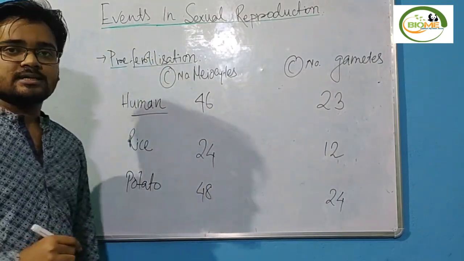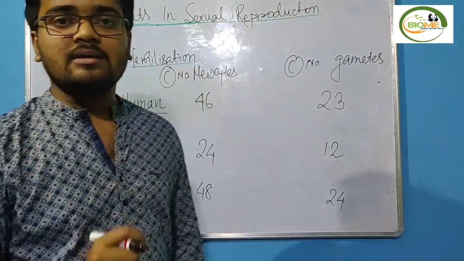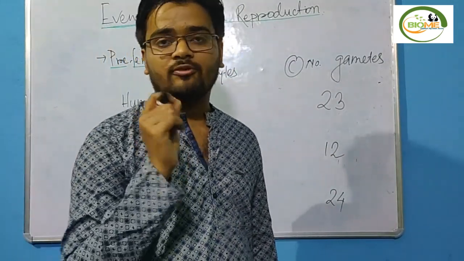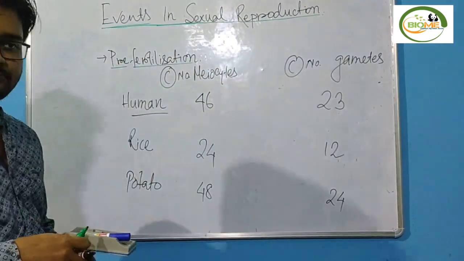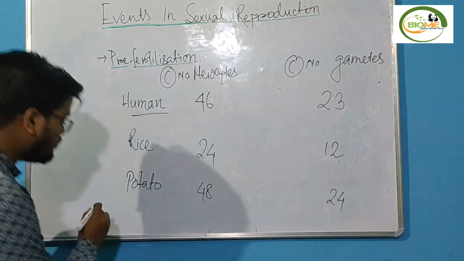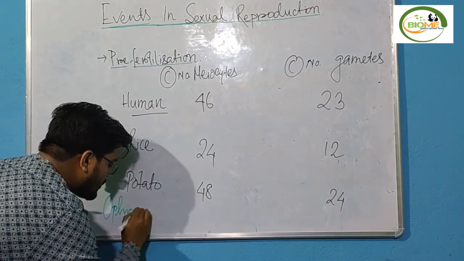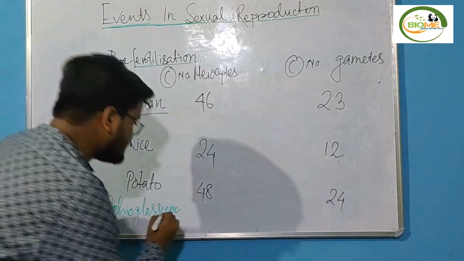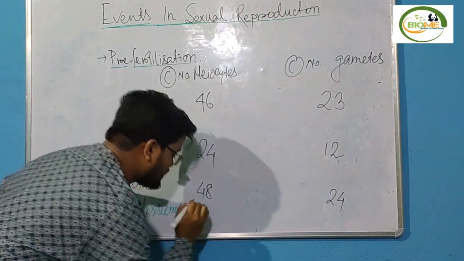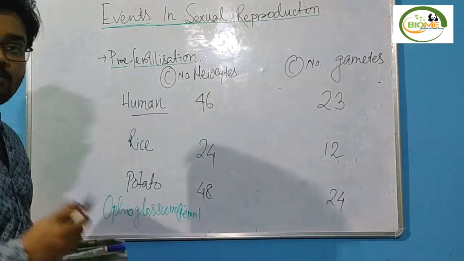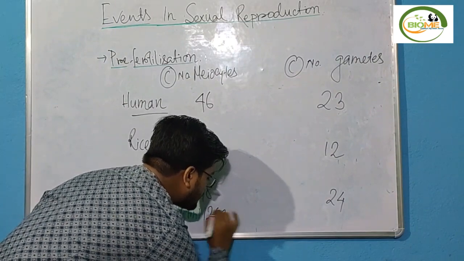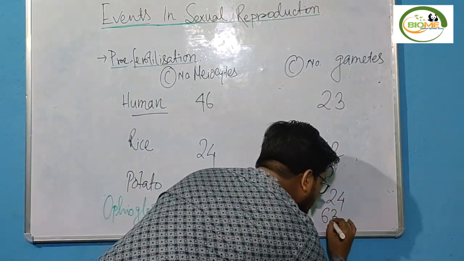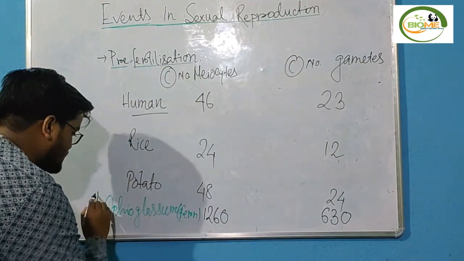Clear? So now the question is, in which organism do we get the maximum number of chromosomes? It's very important. There is one fern. The name of the fern is Ophioglossum. What is this Ophioglossum? This Ophioglossum is a type of fern. So in their meiocytes, the total number of chromosomes is this much. So as a result, in the gametes, how many chromosomes will be present? 613. So this is very important.